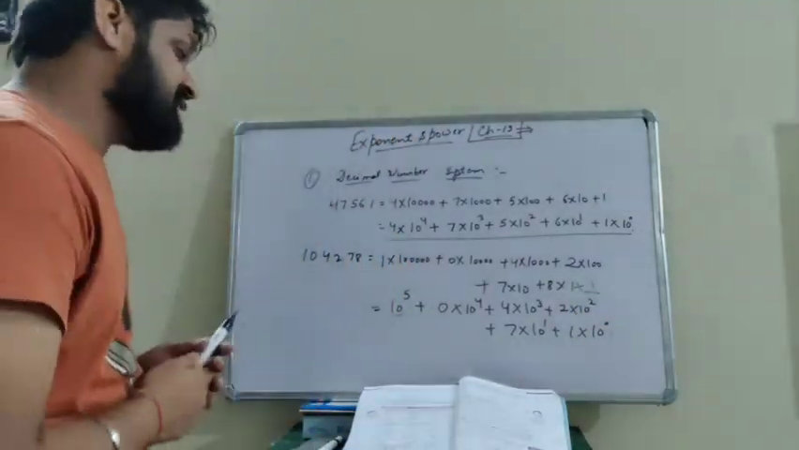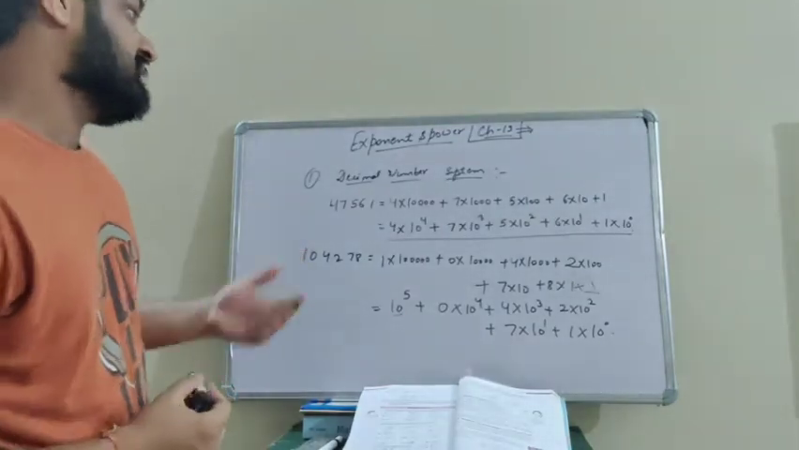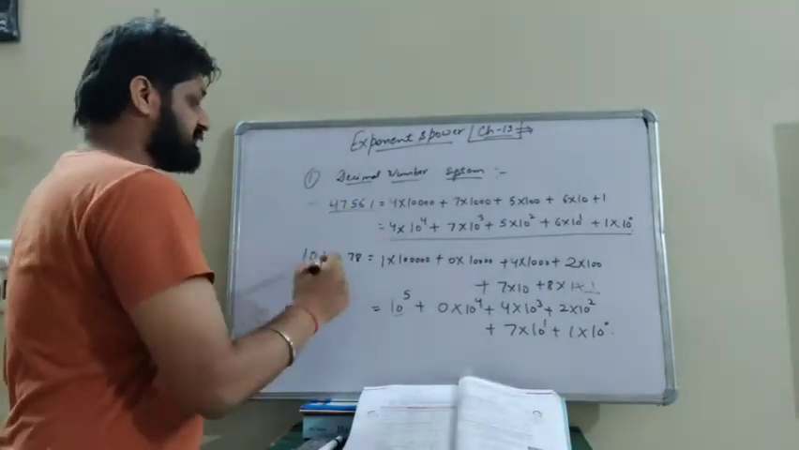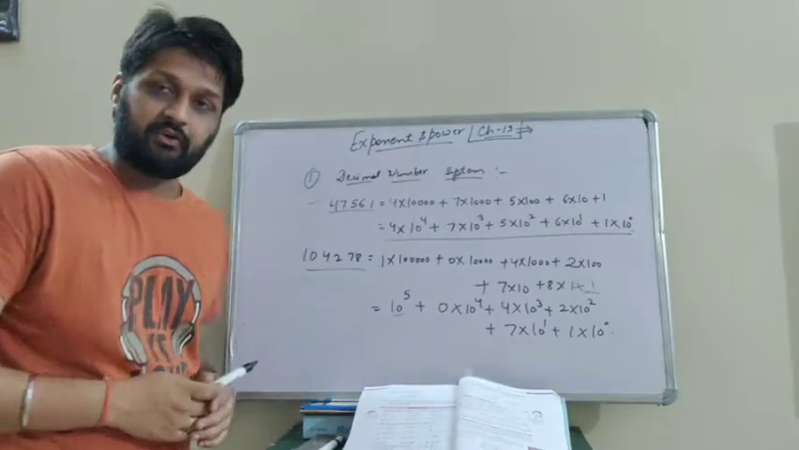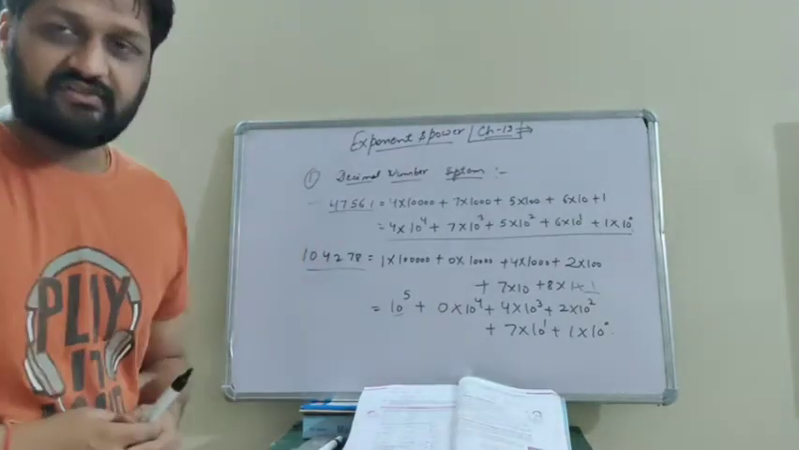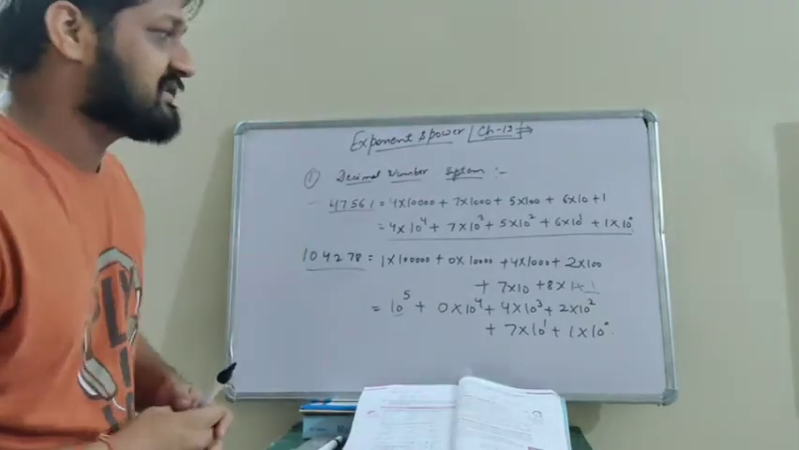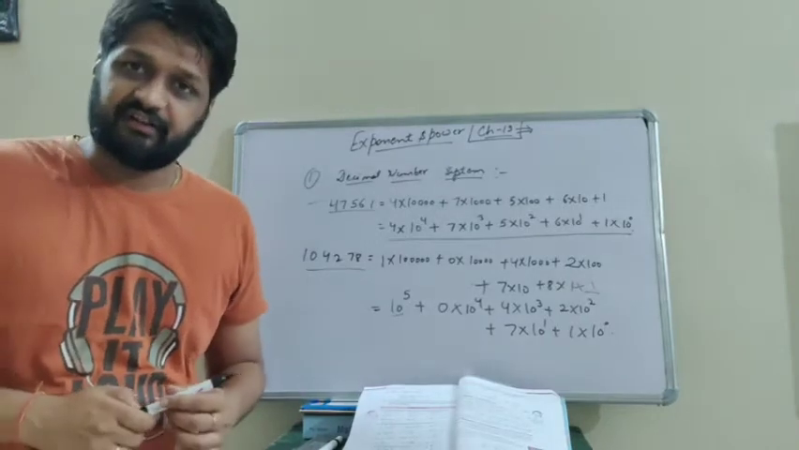So this is the first thing we had to discuss today. The first part was 47561, and the second was 104278. So let's see these questions. We will do more and more questions like this in exercise 13.3.